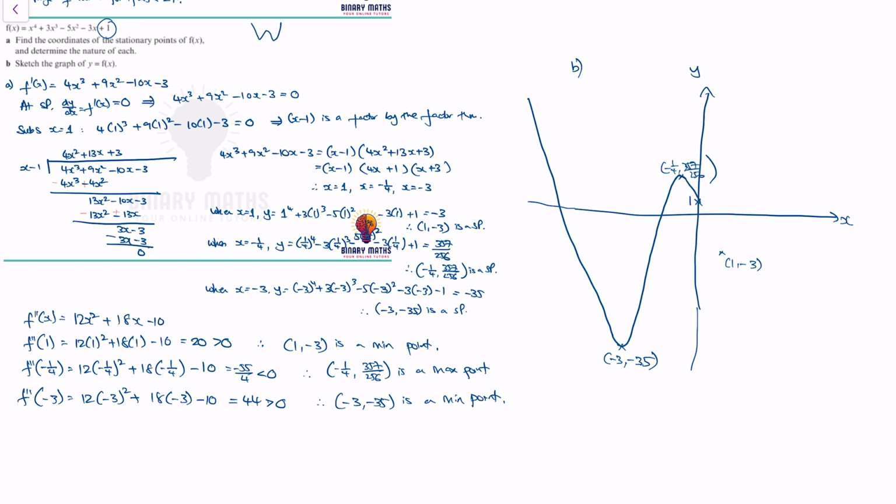It's got a y-intercept of 1. Then it's got a minimum point at 1, minus 3. So it's going to look like that. So this is y is equal to f of x. It's a rough sketch. I've labeled the maximum and minimum points. That's enough. And the y-intercept. I don't need to find the x-intercepts because it doesn't say label the x-intercepts.